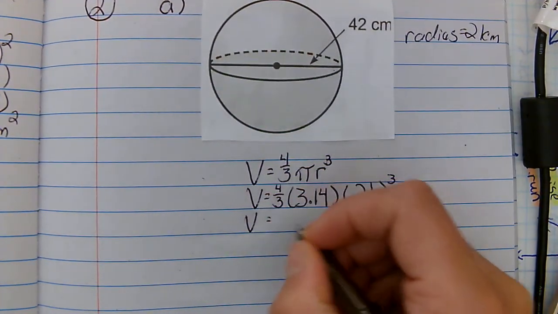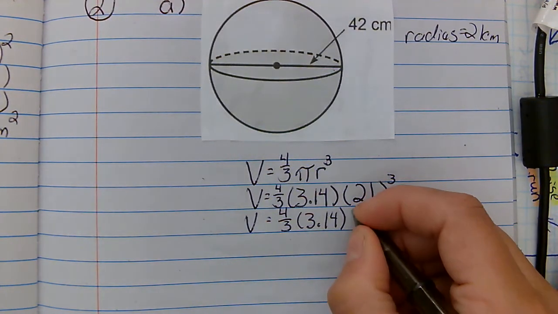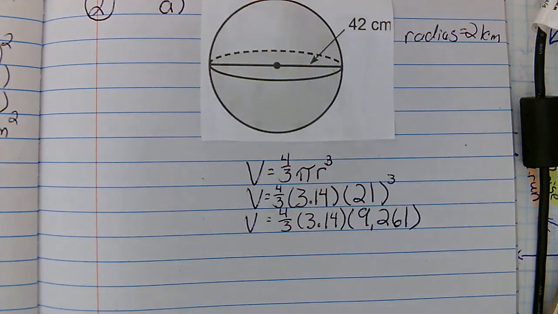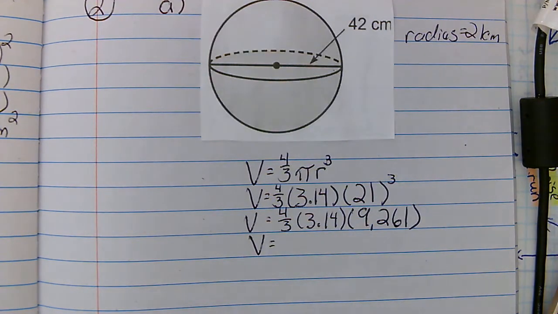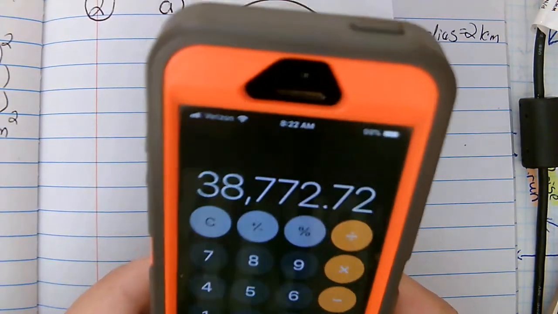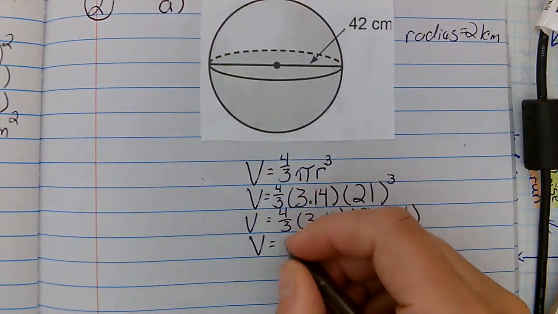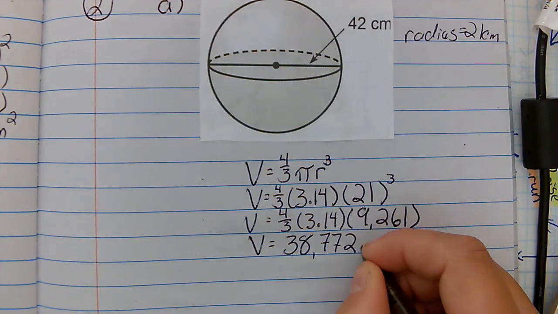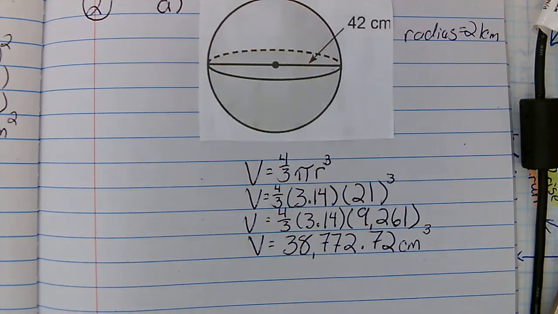So volume is going to equal 4/3, 3.14, and this is what I got, 9,261. All right, let's go ahead and multiply all these guys. I'm going to pause, plug all this into my calculator, and we'll be able to figure out what volume is in just a sec. All right, here is the number I got once I multiplied. So after doing all that, the volume of this particular sphere is 38,772.72 centimeters cubed. Big number.